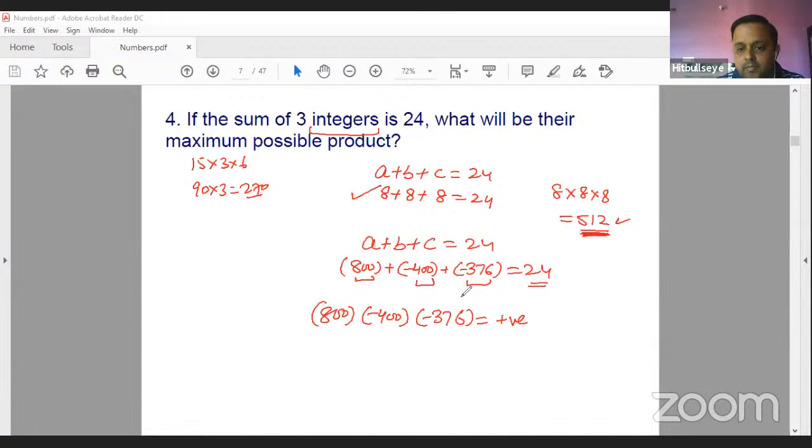Are you getting this? In that case, the product will be very large. So if you are taking the integers, again, the answer will be cannot be determined. But if instead of integers, I take natural numbers, then the answer would have been 512. Then all of them should be equal.